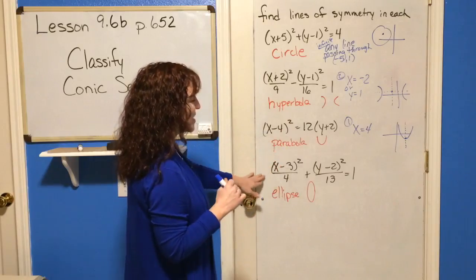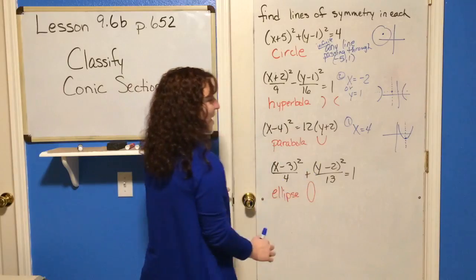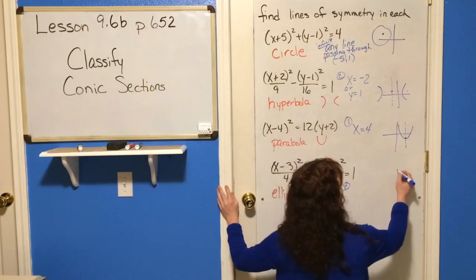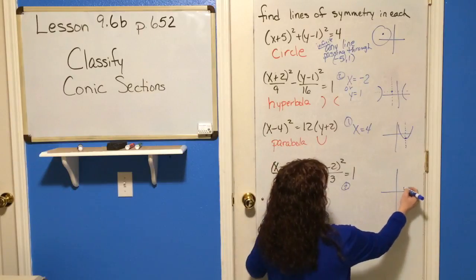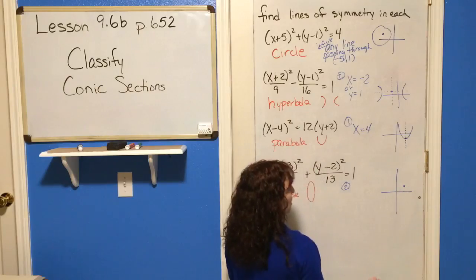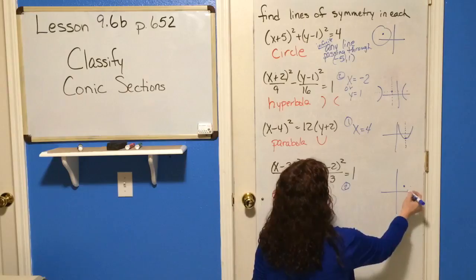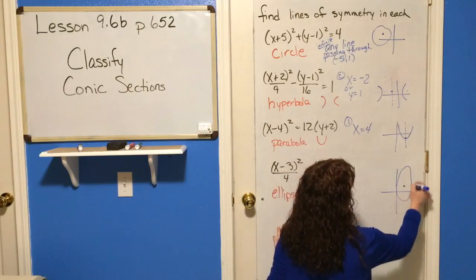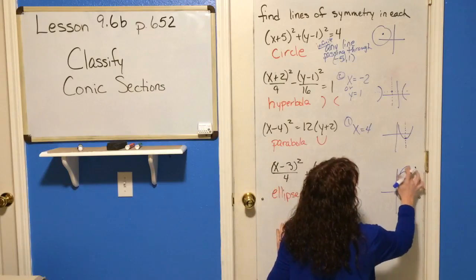All right, and your last one is an ellipse, and you can see that in an ellipse you'll also have two lines of symmetry. You're going to have two, and those are also going to go right through the center. So this one, +3, +2 is going to be your center here, and you're going to go right and left 2 and up and down square root of 13. So it's going to be something like this. Oh wow, not even close, but you get the idea. You know what we're doing.